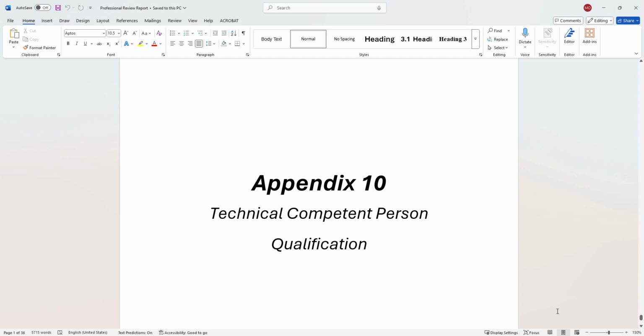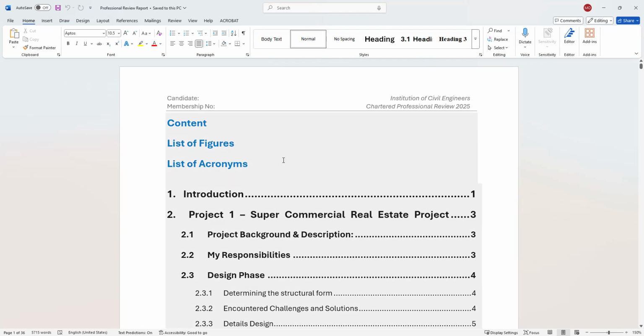Now, the evidence that you're providing in the appendix has to be documents and reports that have been produced by yourself, not by your team or your colleague. So this has to be 100% your work. That's the thing to note. If you're providing any evidence here which is not your work, then it will be frowned upon by the ICE assessors. So make sure you put in something that you did yourself. So let's go back to the top of this report and continue.